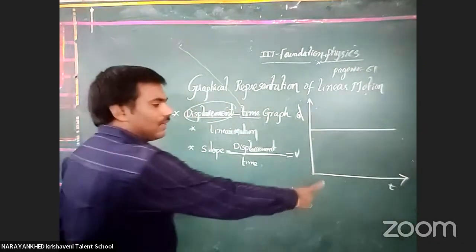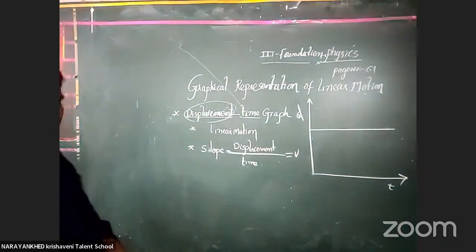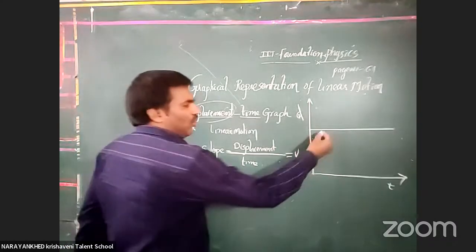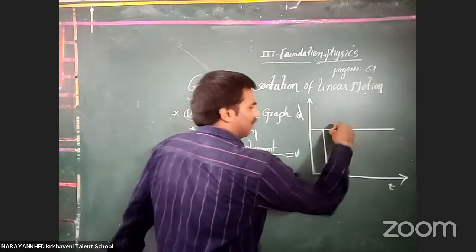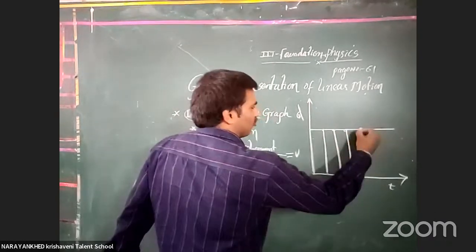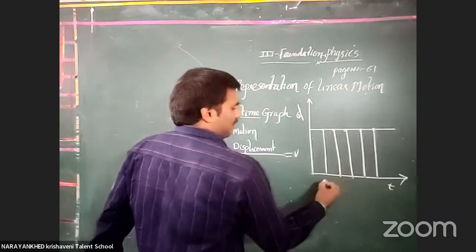It is called the time axis also. The line is parallel to the time axis. What does it indicate actually? The body is not changing its position with respect to time. When the body is steady, the graph looks like this. Very, very important, a question may be asked on this.